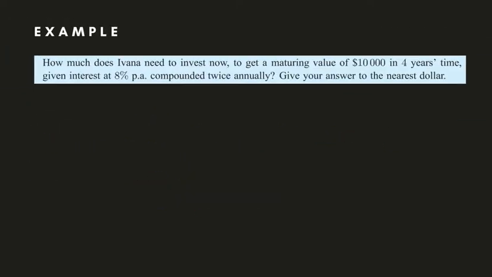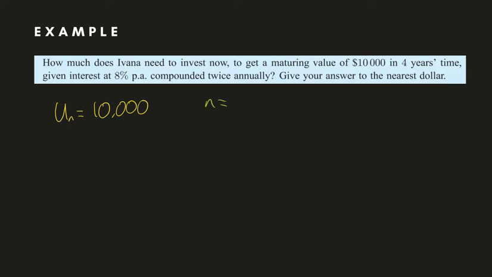Next example. So how much does Ivana need to invest now to get a maturing value of 10,000 in 4 years' time, given an interest at 8% per annum, compounded twice annually? Give your answer to the nearest dollar. I would suggest pausing this video and seeing if you can have a go at this one yourself. It's quite a challenge. We'll get started though. UN, the answer is given. We'll have to find some of the other things in the formula, but that's going to be 10,000. That's the amount after it's happened.